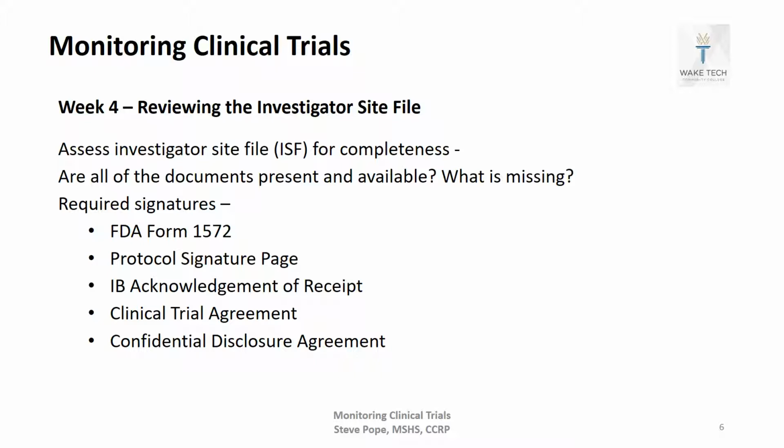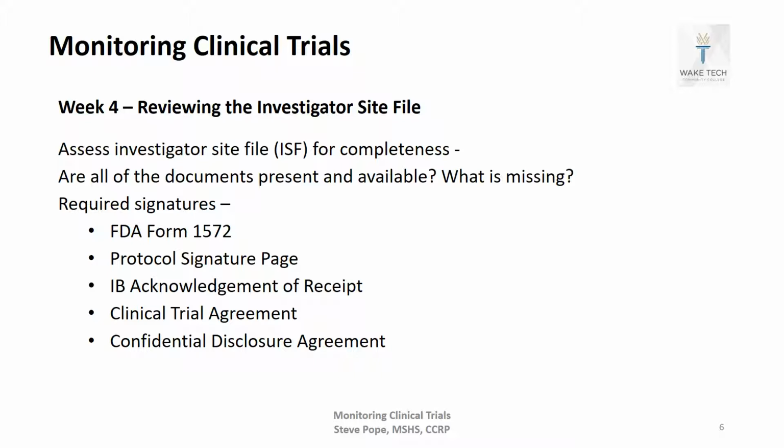Some of the documents that contain required signatures are going to be the FDA Form 1572. You're familiar with that form. The protocol signature page, which is the acknowledgement by the PI that the PI has received and read through and understood the protocol or the protocol amendment. Also, the investigator's brochure acknowledgement of receipt. Once again, they sign and date this, indicating that they've received and understood the investigator's brochure.